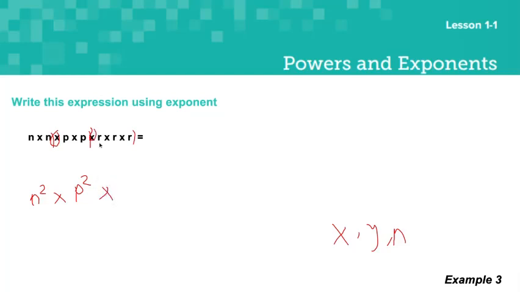Then we see that the last side is r multiplied by r multiplied by r. The variable that is repeating is letter r. Then we see how many times letter r is repeating. It is repeating 3 times, so the exponent will be 3. This is the answer: n exponent 2 multiplied by b exponent 2 multiplied by r exponent 3.